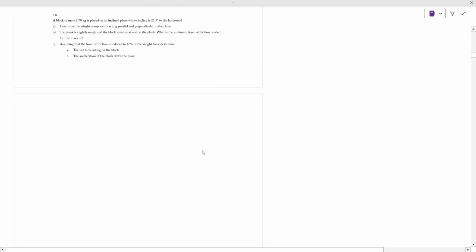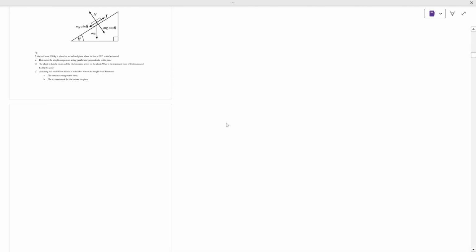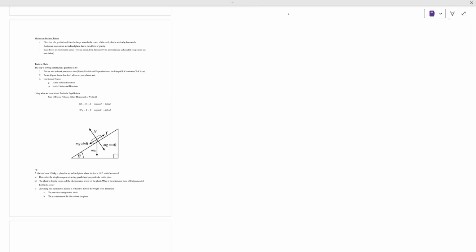You've got a block of mass 2.7 kilograms placed on an inclined plane whose incline is 22.5 degrees to the horizontal. Determine... Let me zoom out so I can draw something. I always like drawing a free body diagram. I can visualize it myself and also let the marker know that I know what I'm doing. So let me draw my inclined plane, my free body diagram.